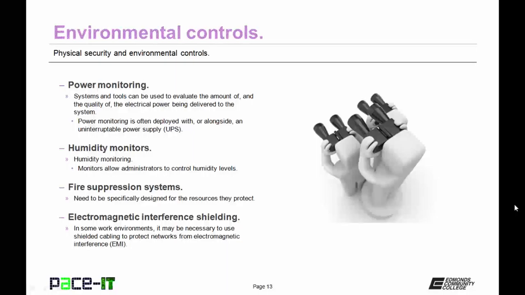Humidity monitors should also be put in place. These monitors allow administrators to control the humidity levels within an IT facility. Some thought also needs to go into fire suppression systems. These need to be specifically designed for the resources that they protect. While a halon system may be able to extinguish a fire in a cubicle farm, they are probably not the appropriate type of fire suppression for that place. And finally, there's electromagnetic interference shielding, or EMI shielding. In some work environments, it may be necessary to use shielded cabling to protect networks from EMI.